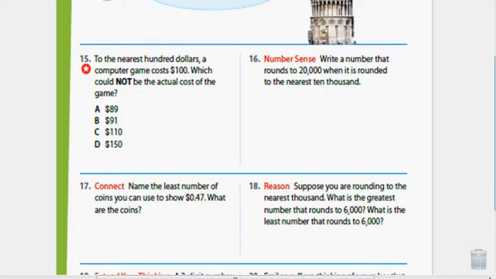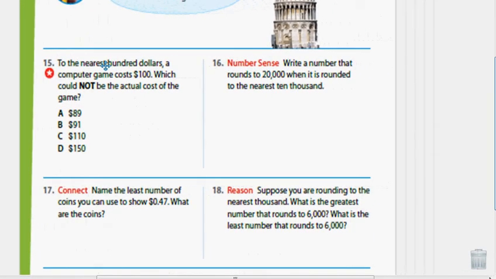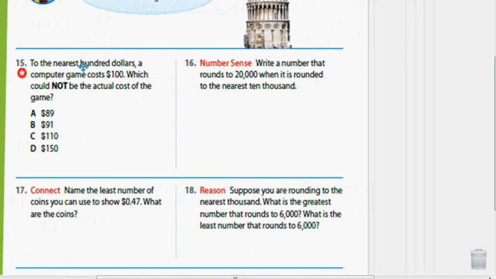Okay, to the nearest $100, a computer game costs $100. Which could not be the actual cost of the computer game? So if we have answer choices right here and try to figure out which one is not, we should probably go ahead and round all of them to the $100 place.